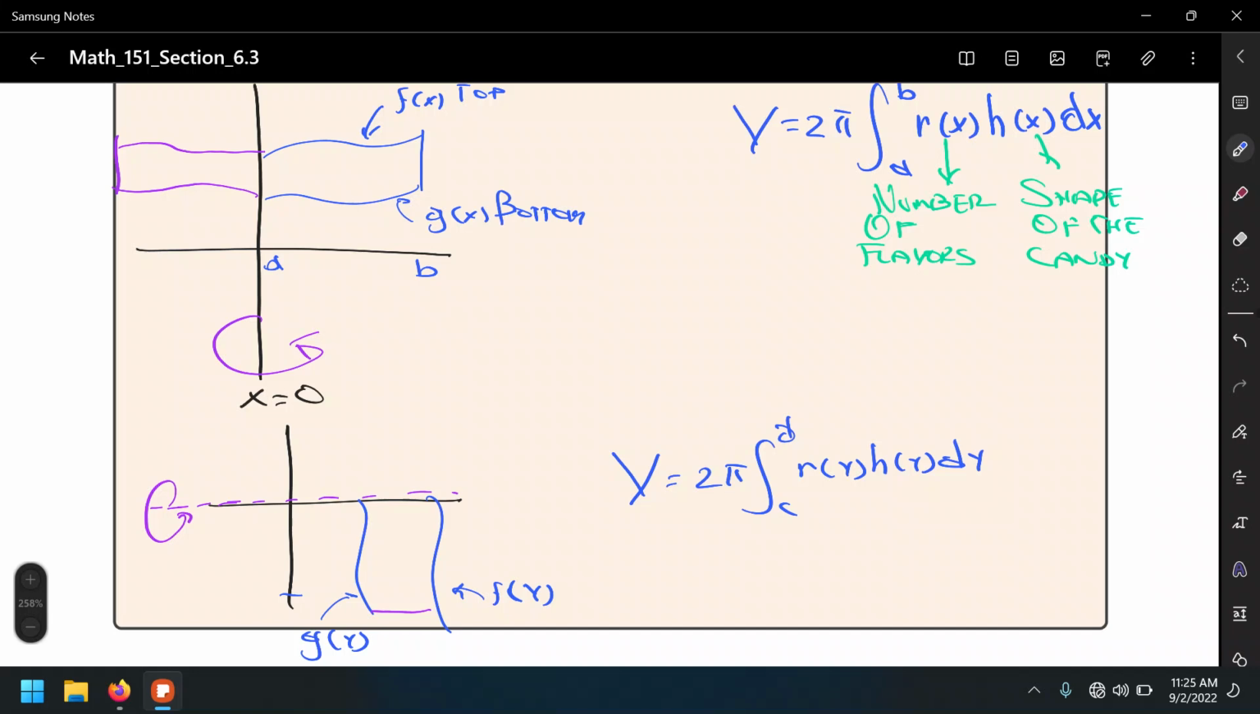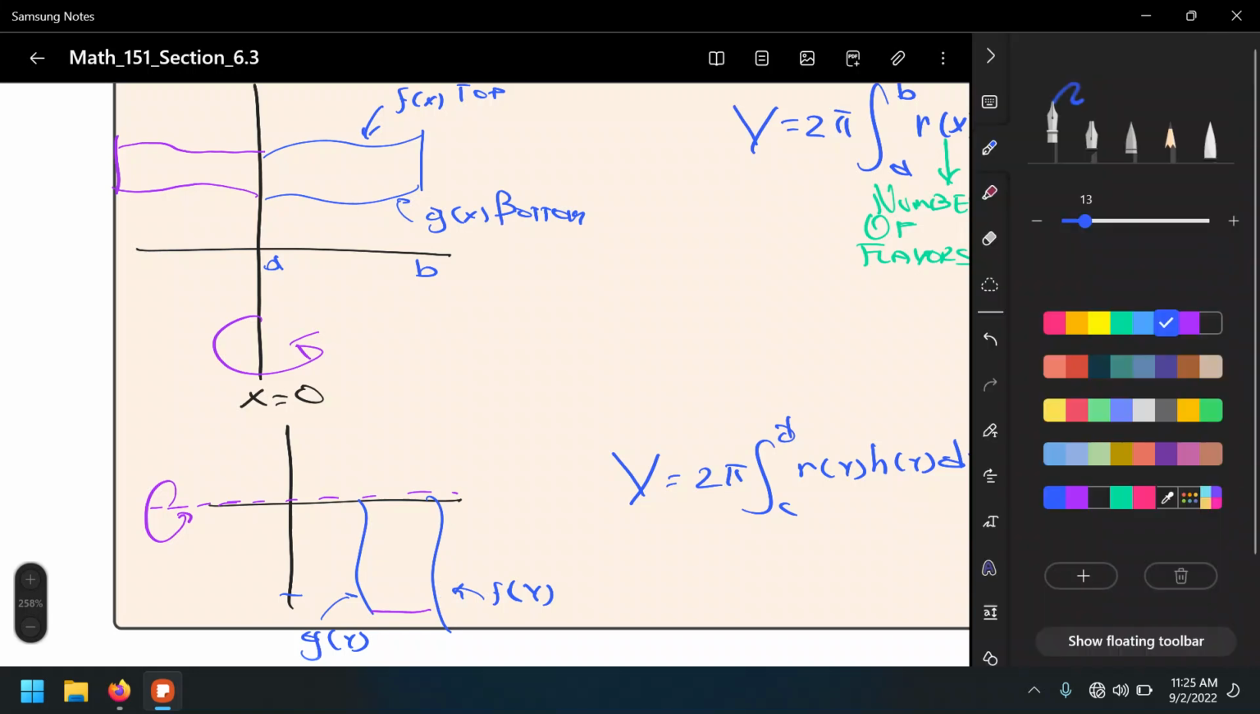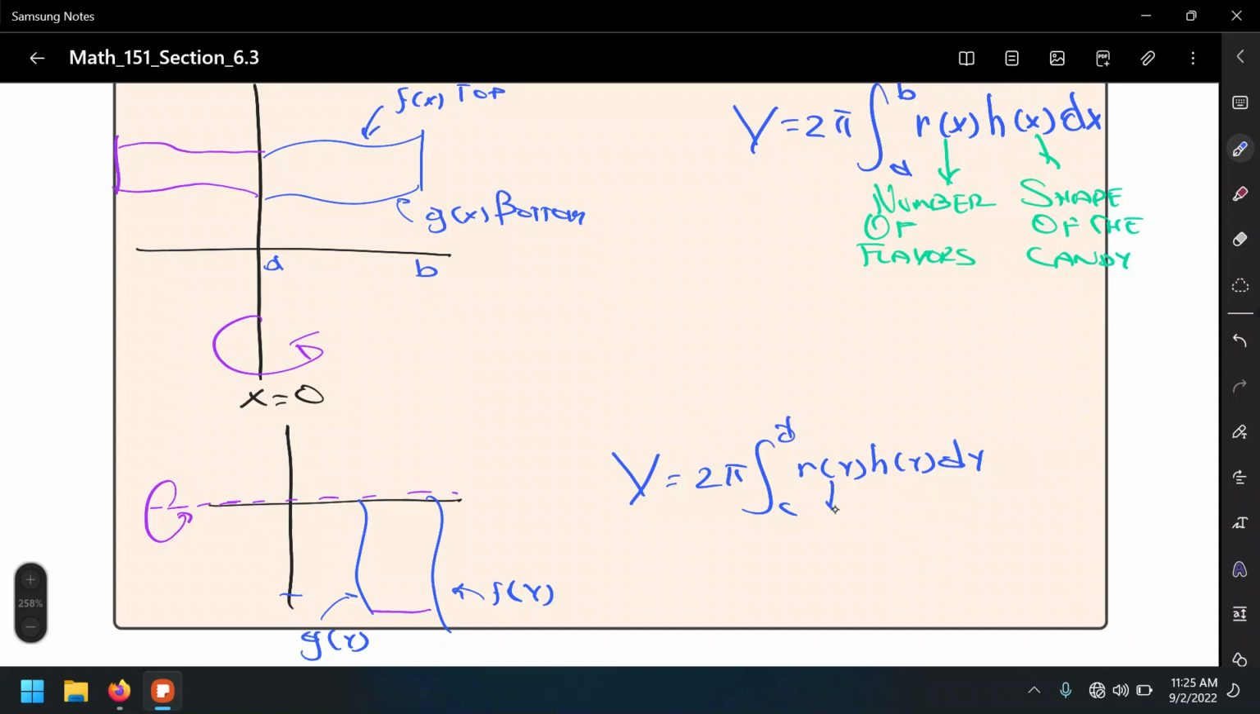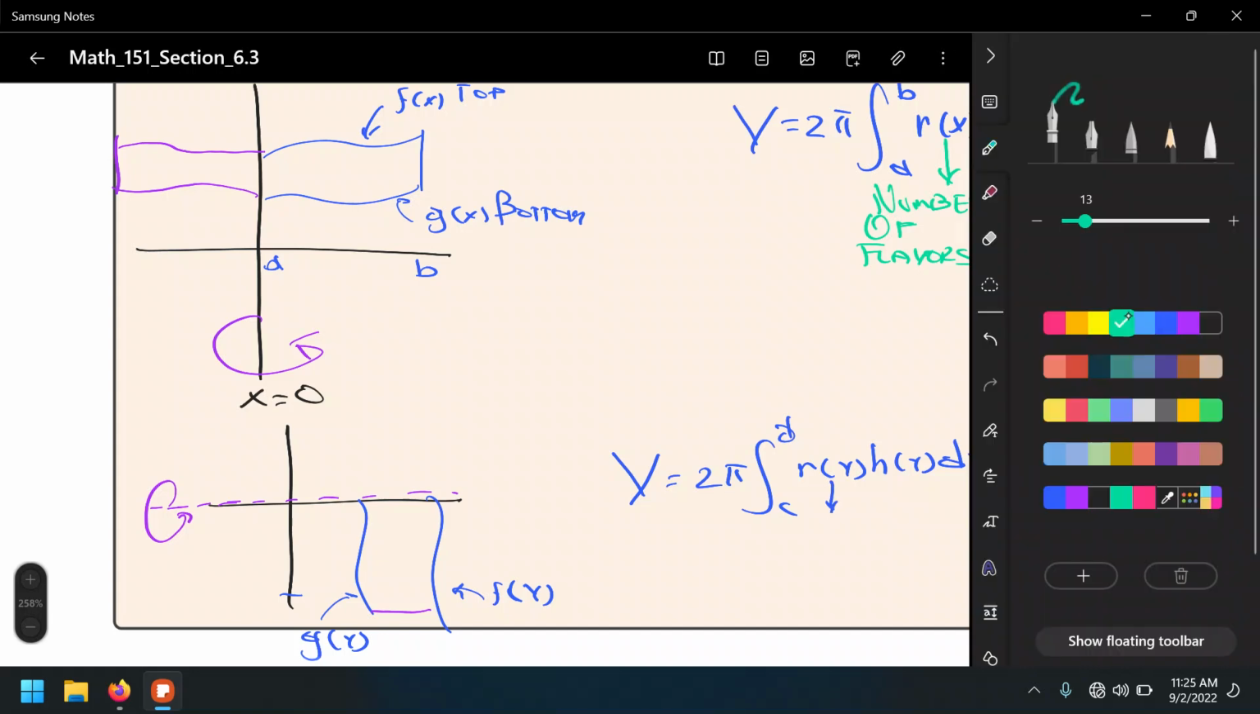Okay? So in this case, just think of a sideways lollipop. And the number of flavors is going to be, which direction am I sliding this? Is it the x direction or the y direction? It's in the y direction, right? So that's going to be the number of flavors, again, of the lollipop.